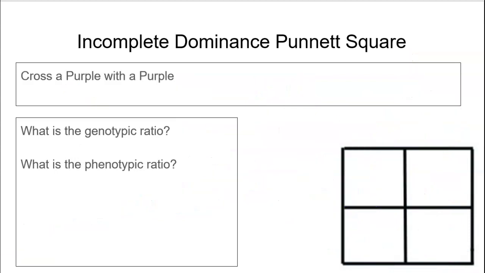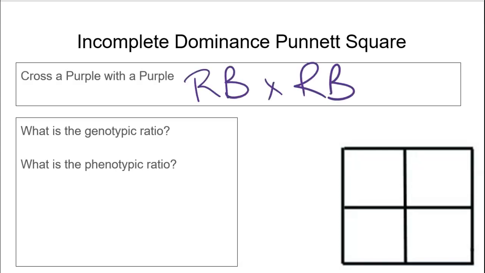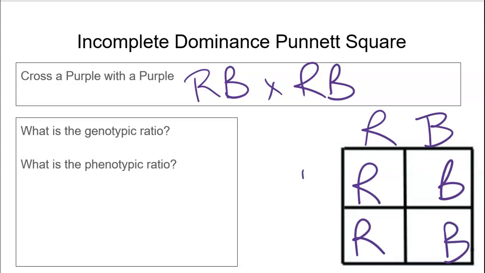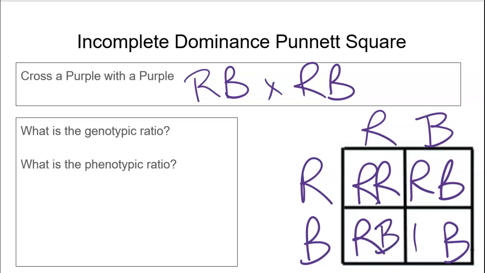Now we want to cross a purple with a purple. Remember that there is no purple allele if we were talking about red and blue making purple. So purple we're going to make as RB, and the other parent is also RB. If we do a Punnett square to represent the red and the blue, what are our offspring going to end up this time? What's the genotypic ratio? There's a 1 to 2 to 1.